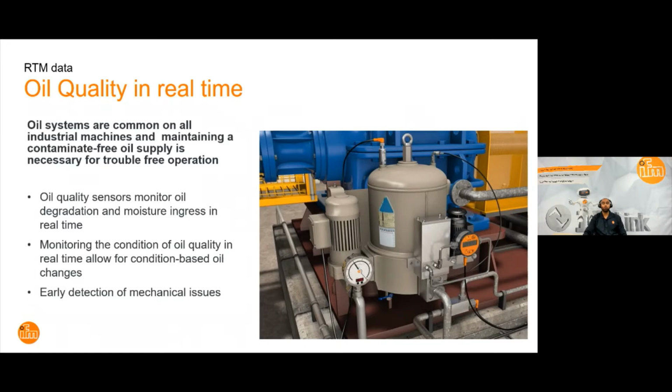It can also be used for early detection of mechanical issues. So real-time insight of developing mechanical issues can be quickly identified and corrected before primary or secondary damage occurs. So now that we know that we can use oil quality information for real-time maintenance, what sensors provide this information?